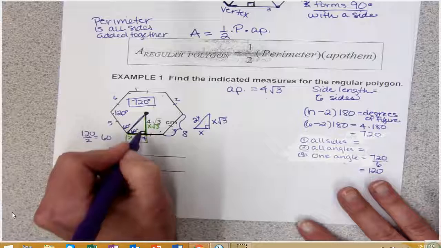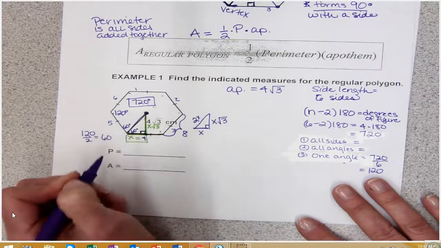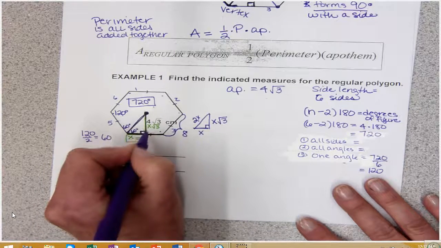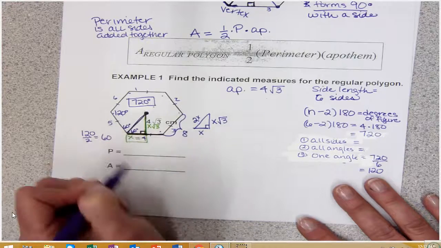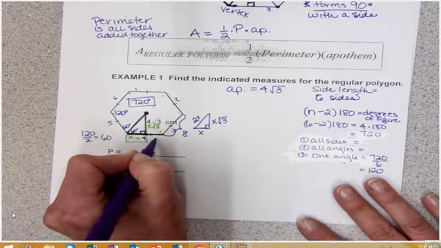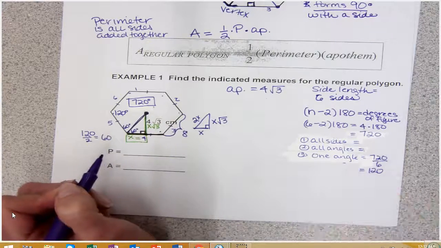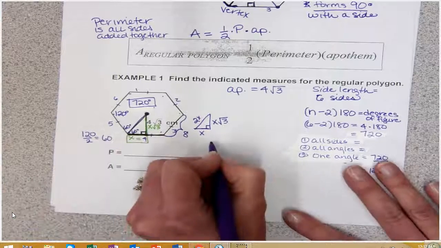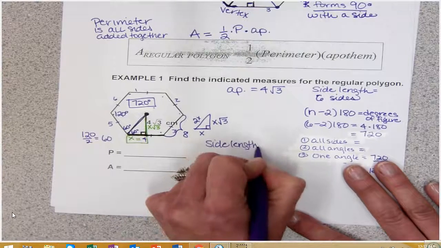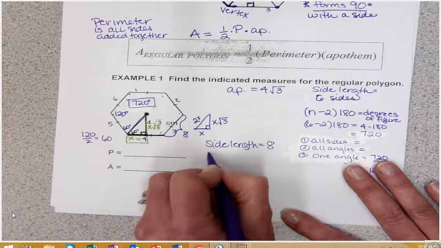Okay, I know that I've got this triangle. I know that half of the bottom is 4. I know that this is going to cut the side in half. So if this is 4, this would also be 4. Add them together and I get 8. All right, so I have a side length of 8. So now I can find my perimeter, right?